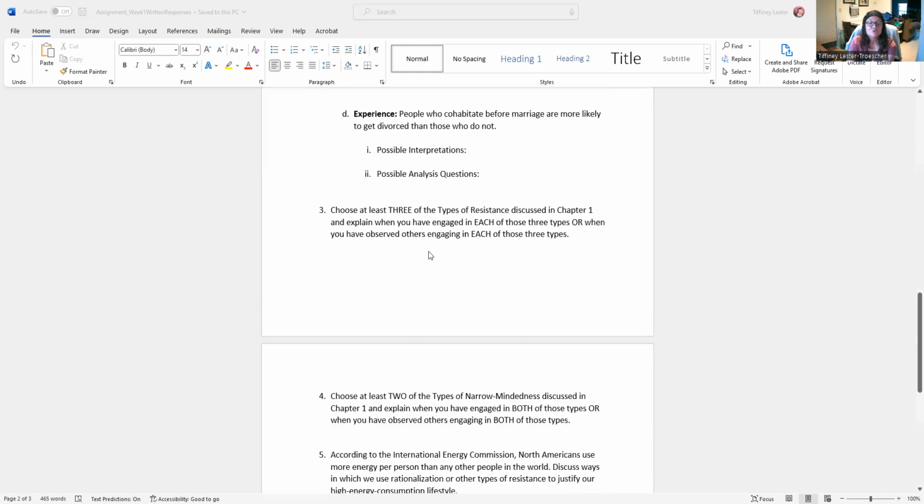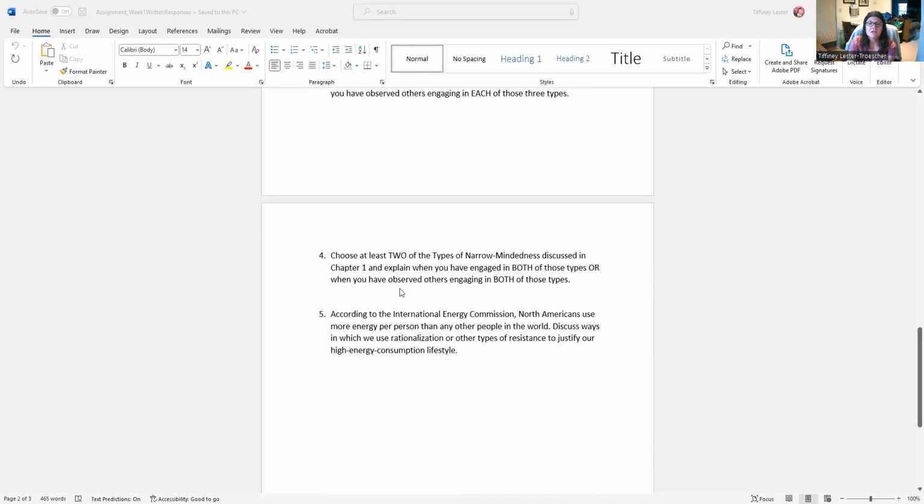Question 3, choose at least 3 types of resistance discussed in chapter 1 and explain when you have engaged in each of those 3 types, or when you have observed others engaging in each of those 3 types. Question 4, choose at least 2 of the types of narrow-mindedness discussed in chapter 1 and explain when you have engaged in both of those types, or when you have observed others engaging in both of those types. So resistance for question 3, narrow-mindedness for question 4.